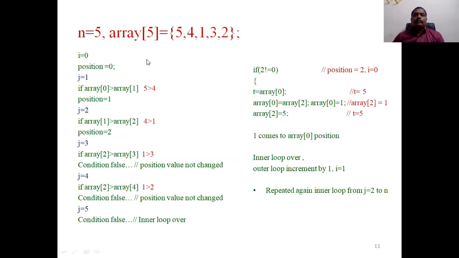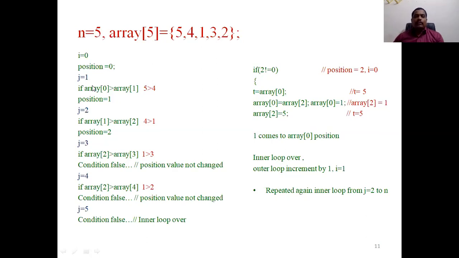How is it working? I have taken a simple example here: n equal to 5, that is 5 elements in the array, with the values 5, 4, 1, 3, 2. We know the array index starts from a of 0 to a of n minus 1, so here a of 0 to a of 4 will be considered. In the first for loop, i equal to 0 initially, and then i's value is assigned to the position, so position equal to 0. Then it enters the j loop, where j equal to i plus 1, that is 0 plus 1, so j equal to 1.